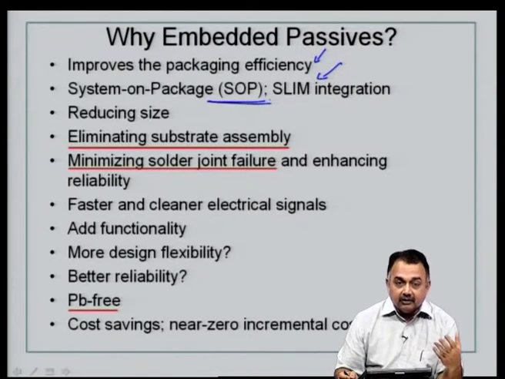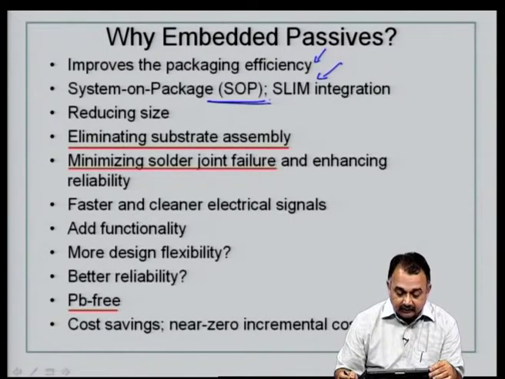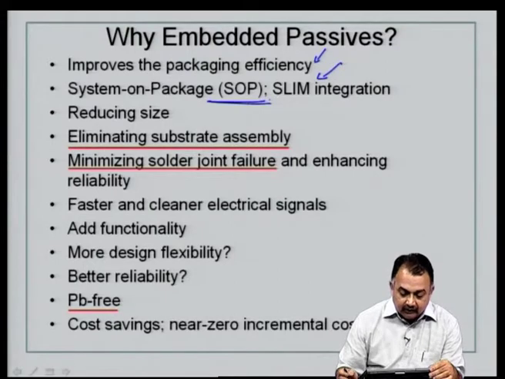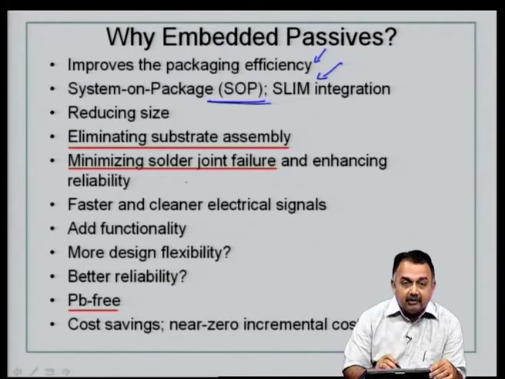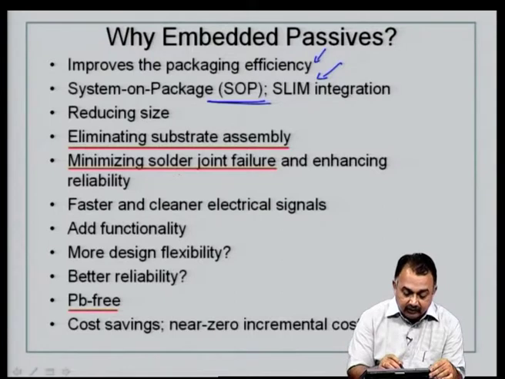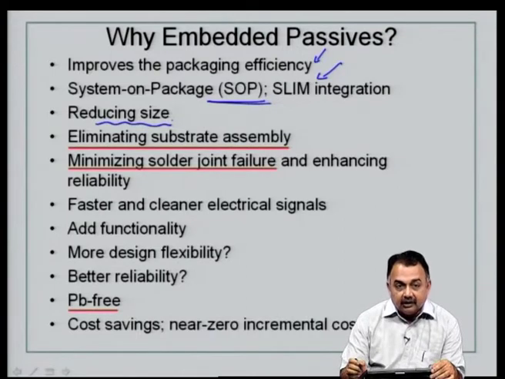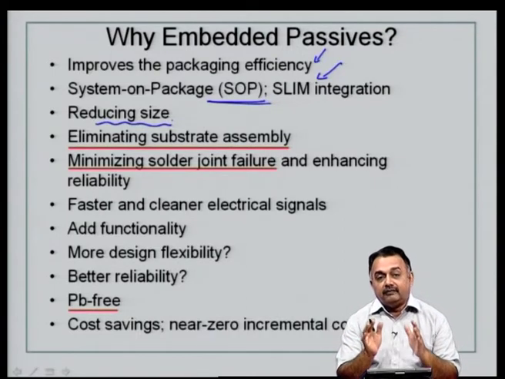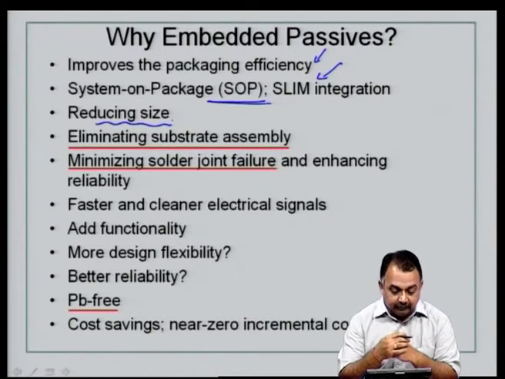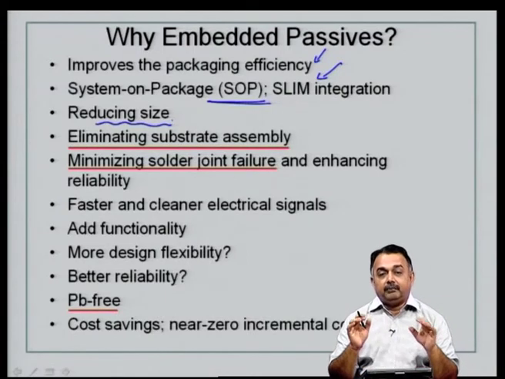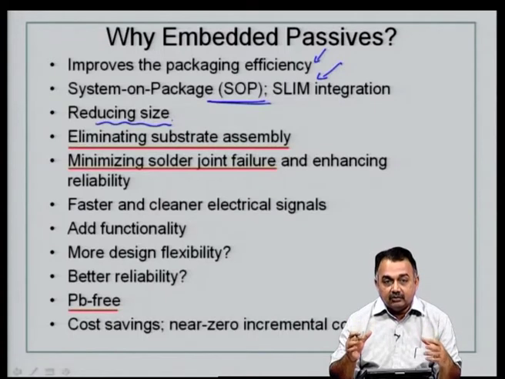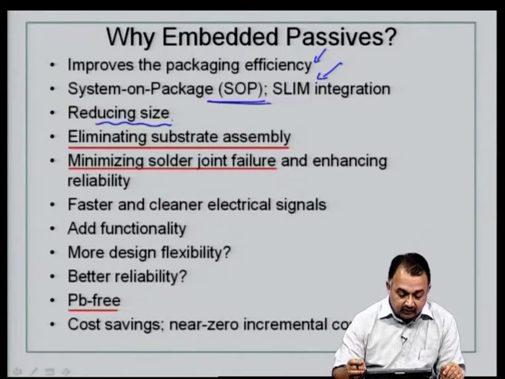So, if you have questions on SOP, you can go back to the chapter and have a recap on what an SOP is. Now, the other impact that embedded passives could give is reducing the size. This looks very important and attractive from the point of view of reducing your product size, because to some extent your printed wiring board plays a major role in defining the size of the product.